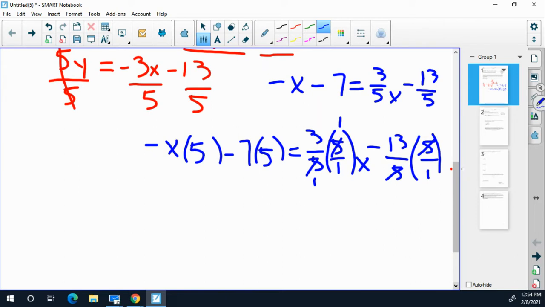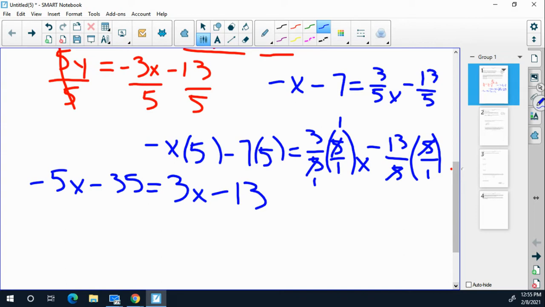Now, look at how short it was the first time we did it. We haven't even found out what x is yet. Yeah, it's crazy. The equal values method is so much longer. So right now we have negative 5x minus 35 equals 3x minus 13. Right, minus 13. Good.